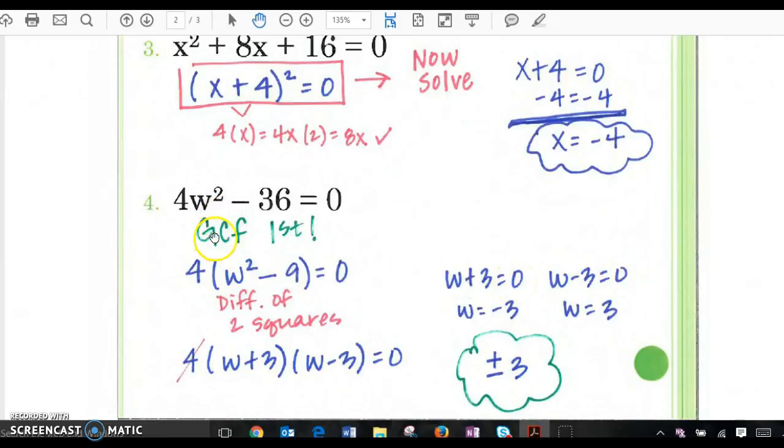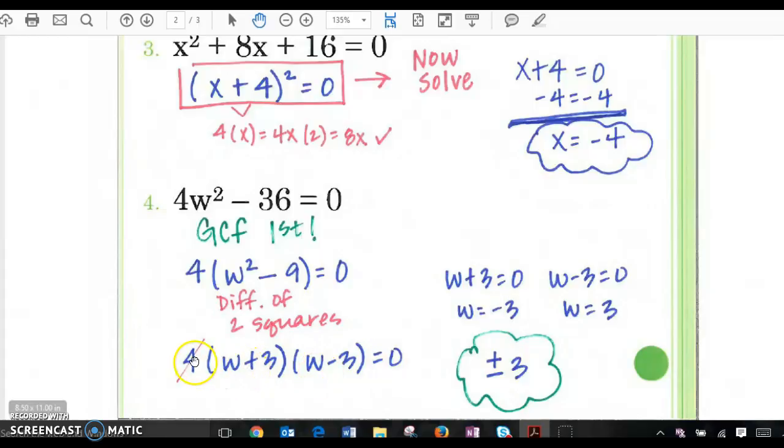Number 4, GCF that puppy first. Take out the 4 and have w squared minus 9. This is two terms. I'm seeing a square on one side minus a square on the other. It's probably a difference of two squares. So I have the 4 out, and then I have a w plus 3 and a w minus 3. Because 3 times 3 would be 9. The two middle terms would cancel each other out.